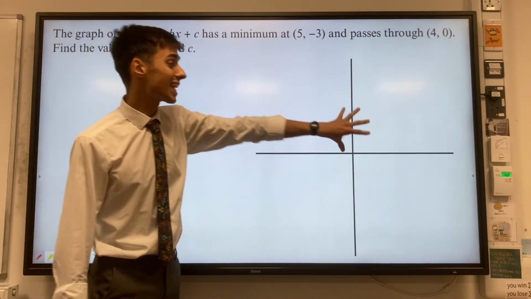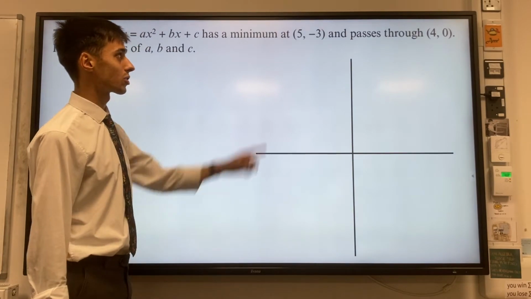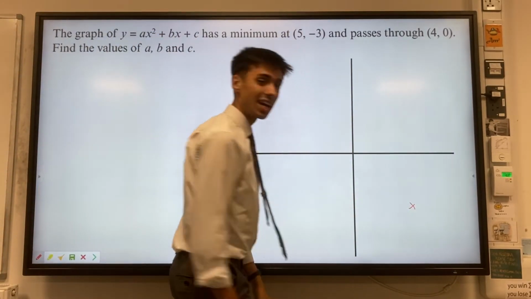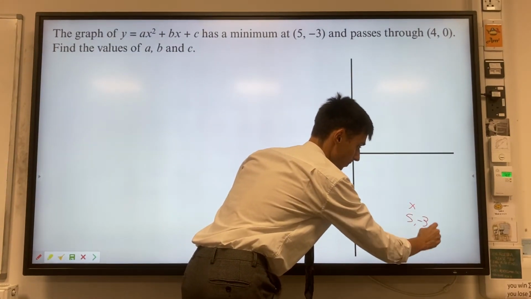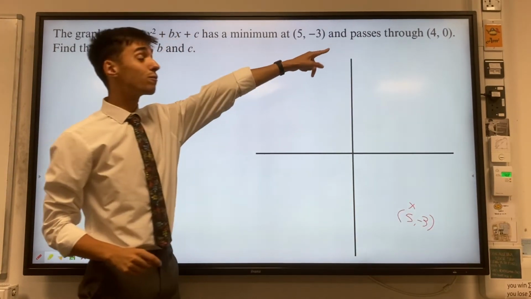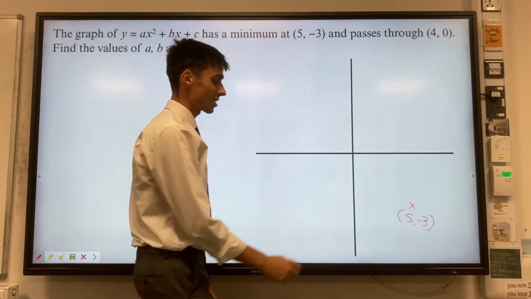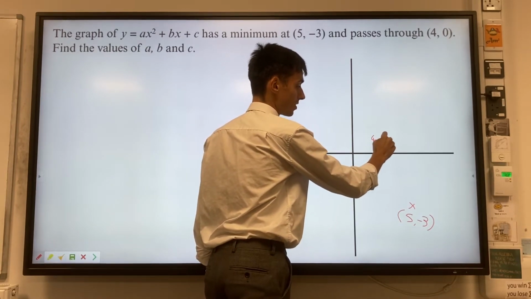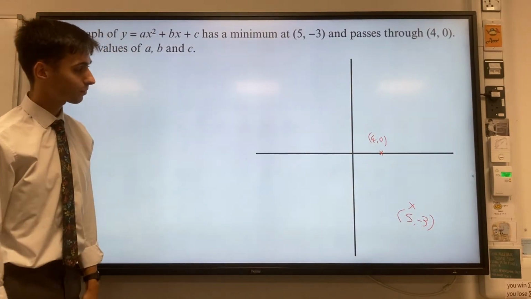So I'm going to sketch these on my graph to start getting an idea of how this thing looks. So (5, -3), I'm going to sketch down here somewhere. And (4, 0), well, it's not quite as far along the x-axis as our minimum point, so I'm going to put it maybe here, (4, 0). It's just a sketch of this graph.